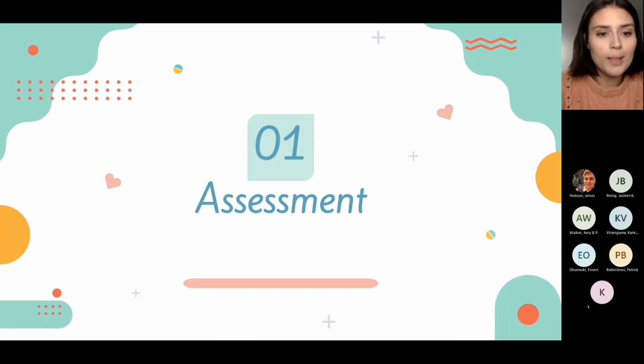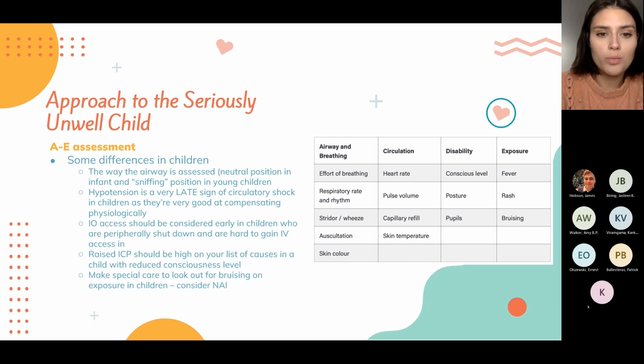So first up, how to assess a child when they come into the ED. It's important to note the differences between children and adults when you're doing your general assessment. There are a few key differences, but other than that, you would just do as you would in an adult, an A to E assessment, if you're worried about a child in particular. The differences being that the airway is assessed in a different way, and that changes depending on the age and the size of the child as well.